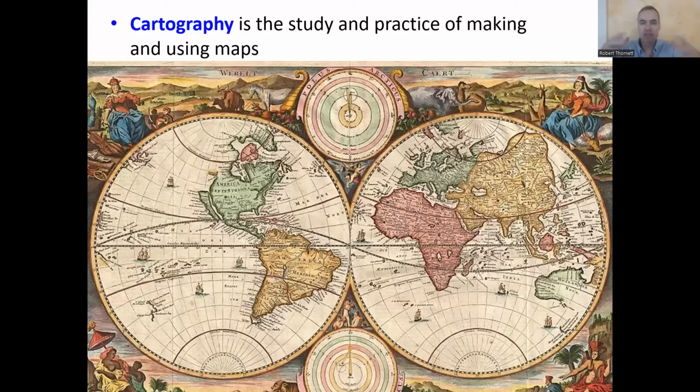Cartography is the study and practice of making and using maps. It comes from the French word carte, which means map, and graph, from the Greek, to draw or to write. So it's literally to draw or write a map, cartography, the study and practice of making maps.